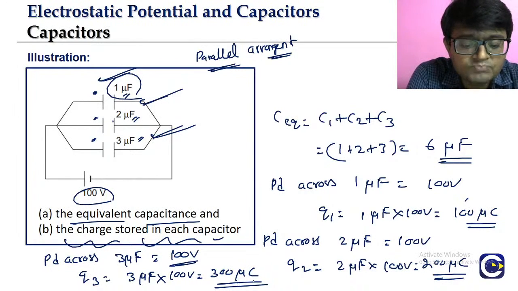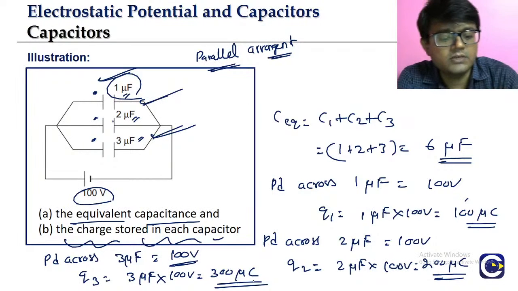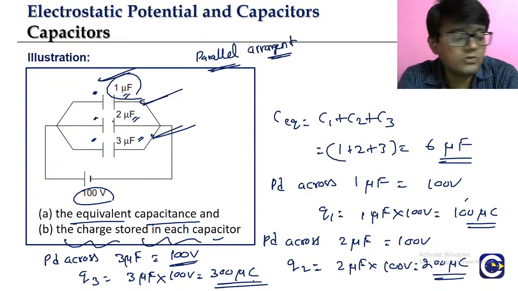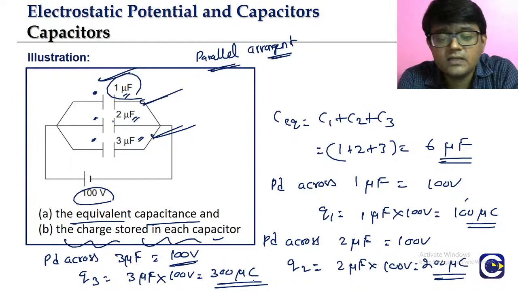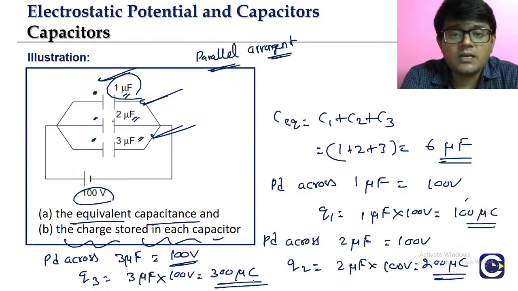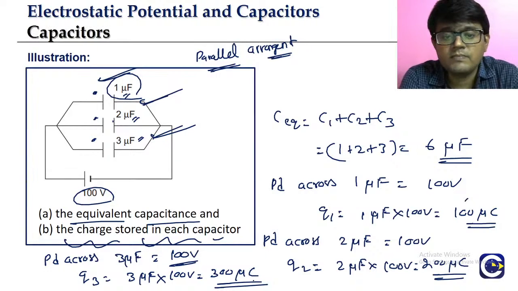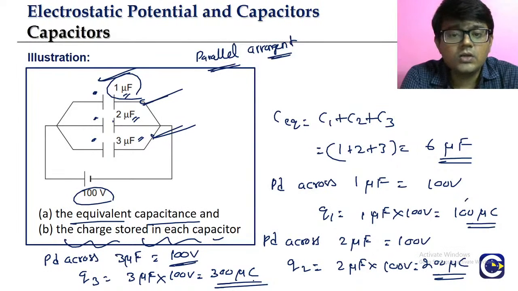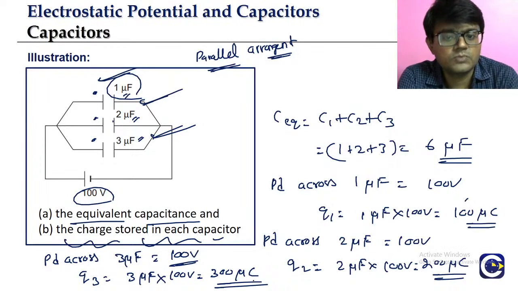Good, okay, good Maitri. So then what is the other one? The charge on each of them, how much? Each of them will have a charge: on the 1 microfarad the charge is 100 microcoulombs, on the 2 microfarad the charge is 200 microcoulombs. Q3, what is the charge? 300 microcoulombs. Okay?